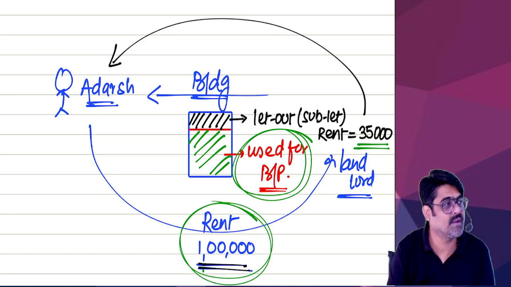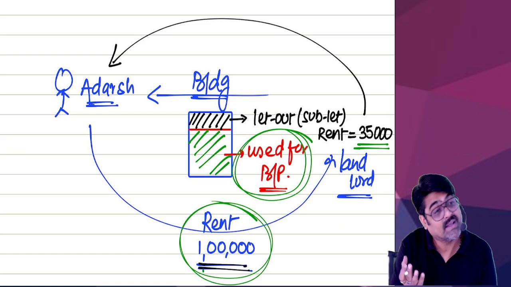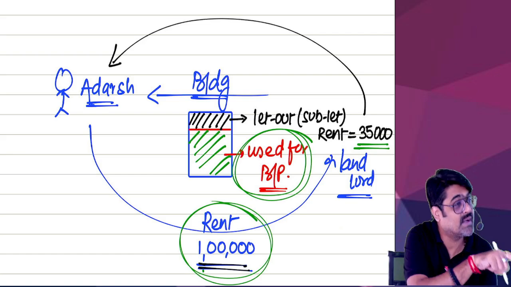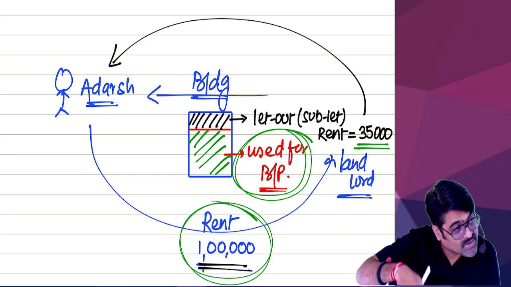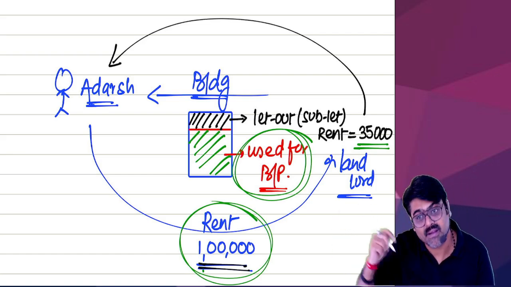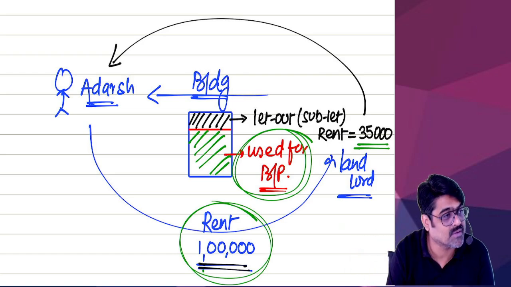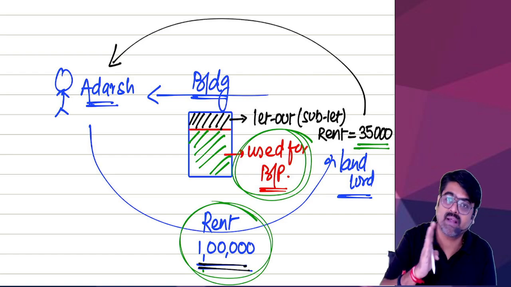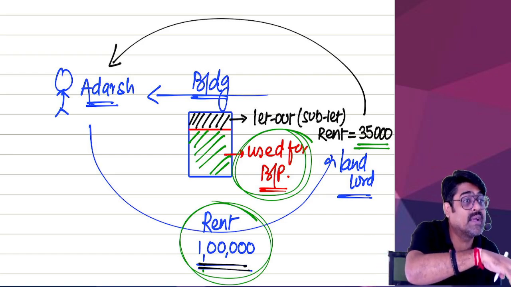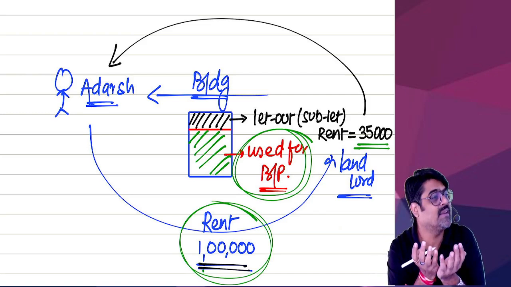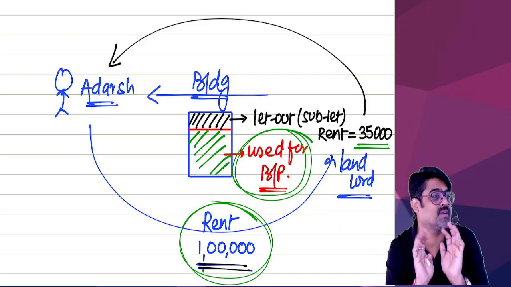Calculate the PGBP income of others. While calculating PGBP income, that business income will be taxable, but out of that income, will he get the deduction of the entire 1 lakh which he is paying? Or will he get only the deduction for 65,000? Because out of the 1 lakh which he is paying, he is already recovering 35,000. So the remaining 65,000 is only the rental expenditure for him.